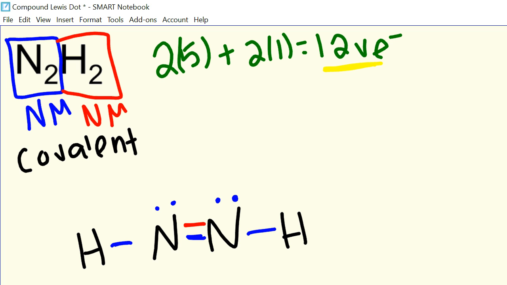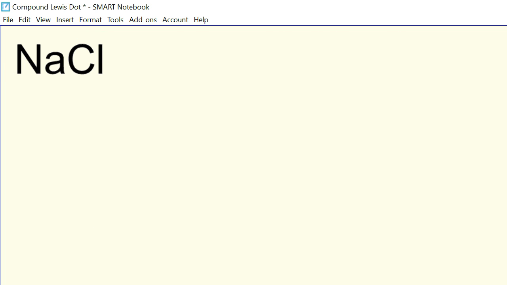Now I'm going to go back and count my valence electrons. 2 in each line, so 2, 4, 6, 8, and then 10, 12. That is the correct number of valence electrons, so that is my correct structure. Moving on to our next one.